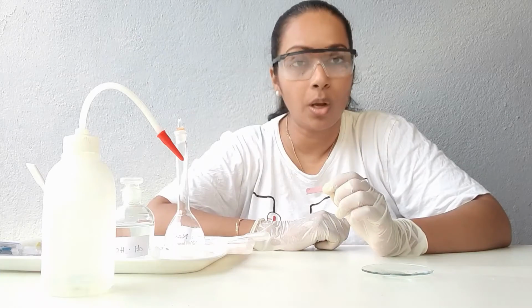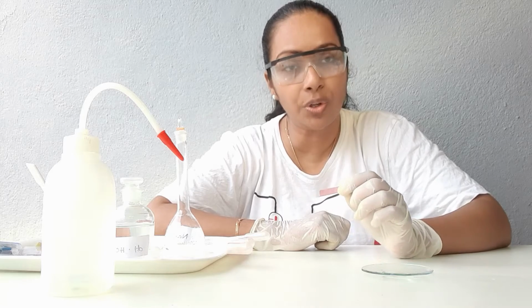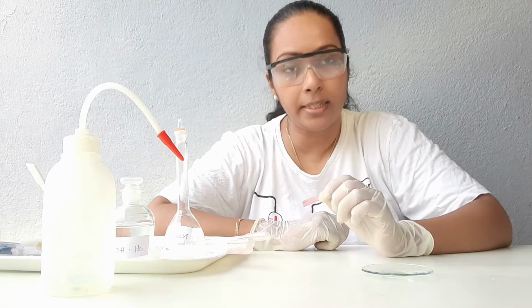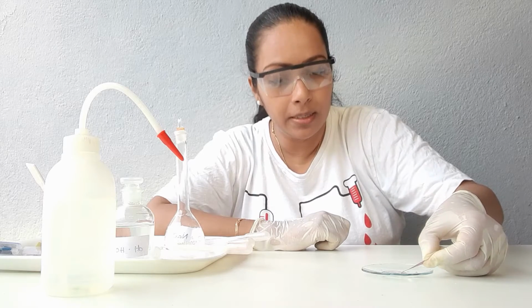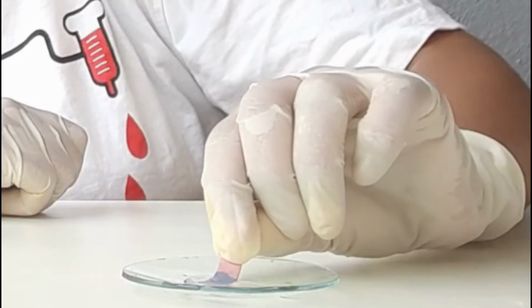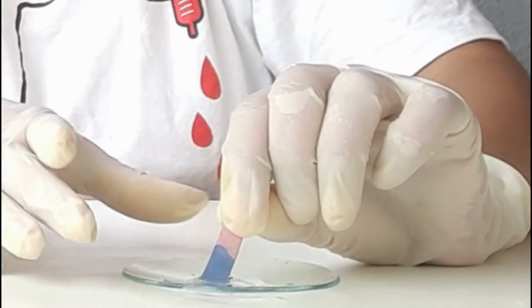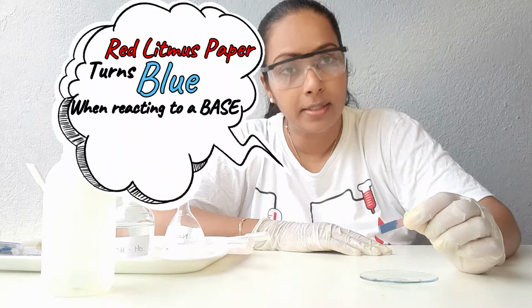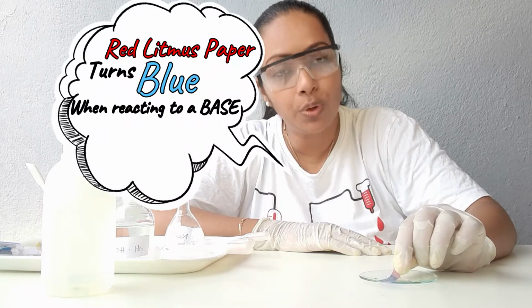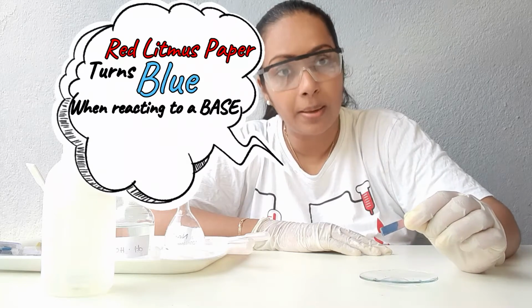I'm taking a sample of base into the water glass, and I have a piece of red litmus paper with me. What do you think? What is the color change you are going to get with this litmus paper? I dip this red litmus paper in the strong base. Red litmus turns into blue color with bases.